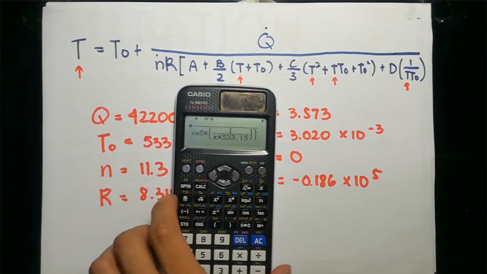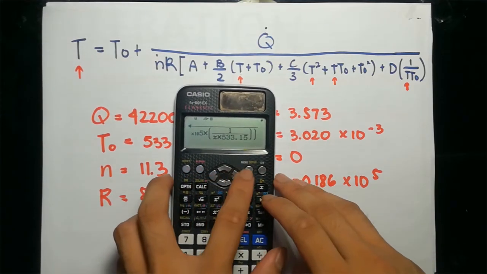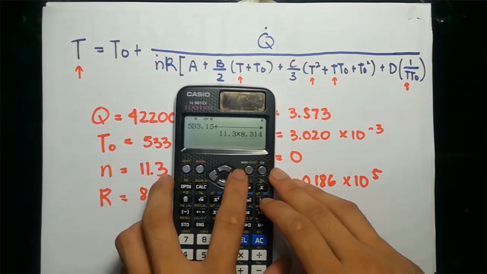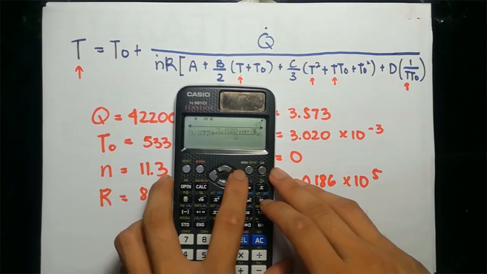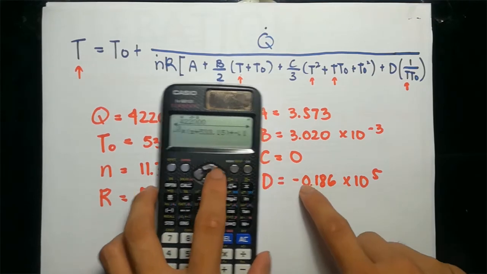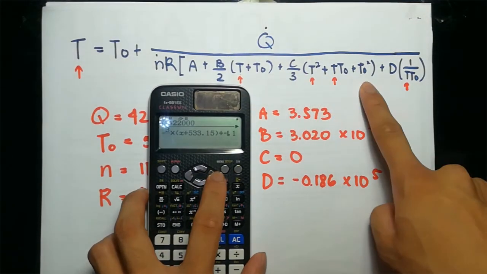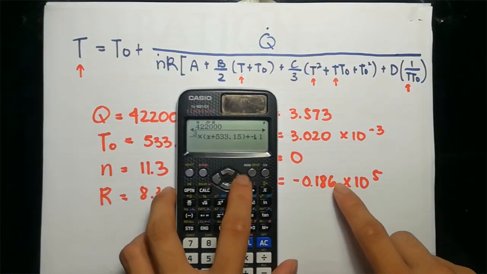So, ayan, nakompleto na natin yung equation. So, tignan natin kung tama siya. So, ayan yung T naught. Ito yung ating Q. Ito yung N. Ito si R. Ito si A. Then, B over 2 times T plus T naught. Since C is 0, tinanggal na natin tong term na to, so mas madali siya para sa atin. Ito yung D. Then, this is 1 over T times T naught.